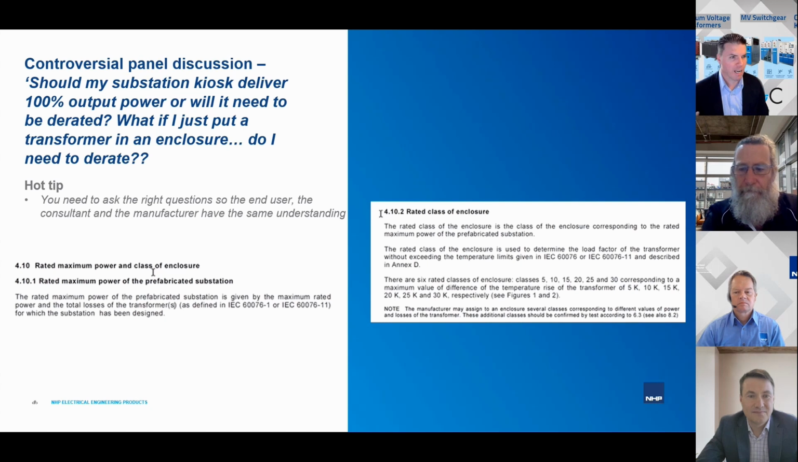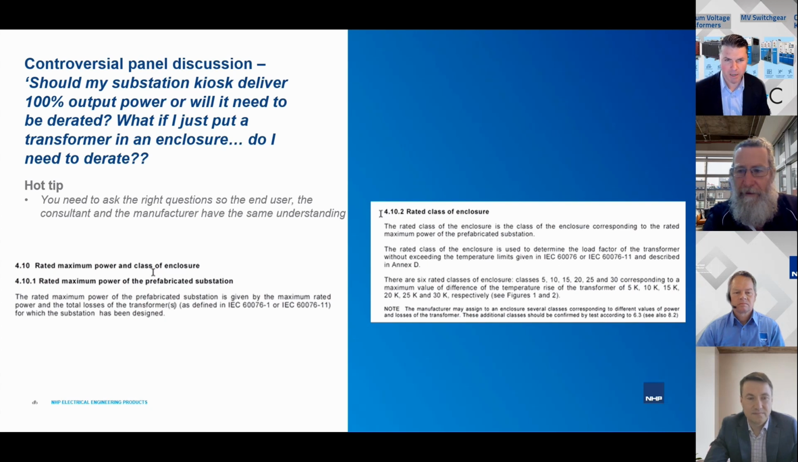People's expectation: I asked for a 1.5 MVA kiosk, or I'm asking for a 1.5 MVA transformer. Expectations, and I guess from a supplier's point of view, how to manage those expectations and make sure we're talking the same language between consultant, end user, and the manufacturer.